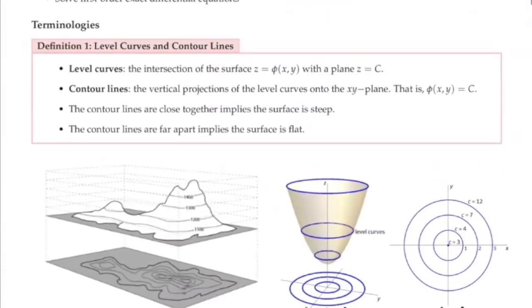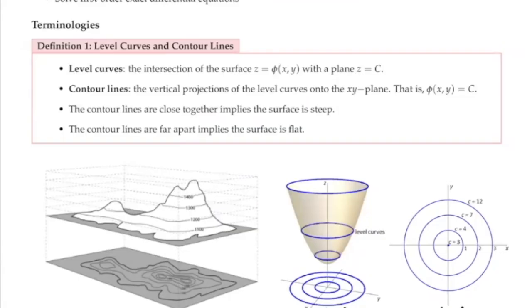Again, the characteristic of this contour line is that when the contour lines are close together, it implies that the surface is steep, right? And if the contour lines are far apart, it implies that the surface is flat. So again, when you read the hiking map, you know where you want to walk, right? If you want to do a little bit challenging hiking, then you want to go to the area where the contour lines are close together.